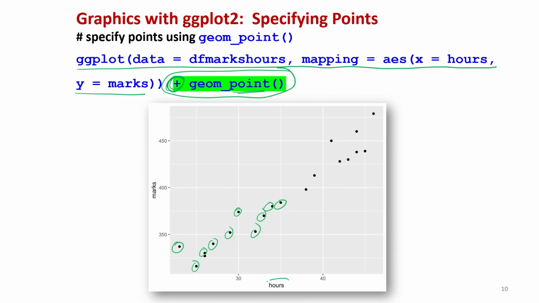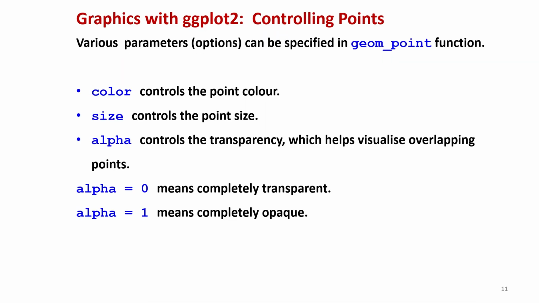And on the x-axis we have the hours, on the y-axis we have the marks, right. And after this, there are various options to control such parameters defined in the geom_point function. For example, the color, size, alpha. The color controls the color of the points, size controls the size of the points, and alpha controls the transparency.